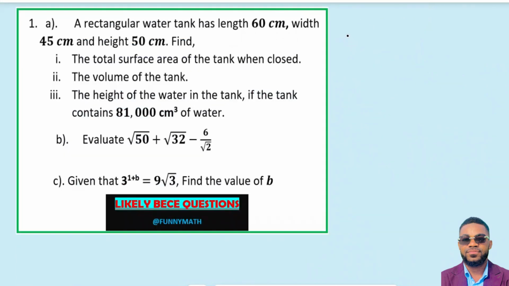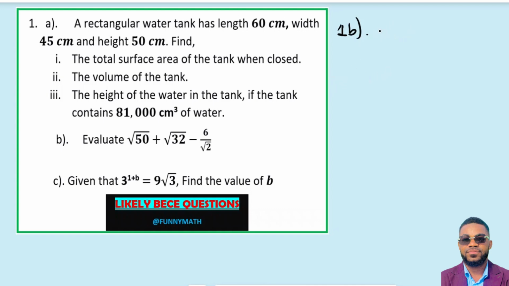So let's get the question 1b solved here. So that's going to be 1b. And what are we solving? That is the question. So to evaluate the root of 50 plus the root of 32 minus 6 on the root of 2. That's a simple question. This is a surd, and another simple question that we're going to evaluate.